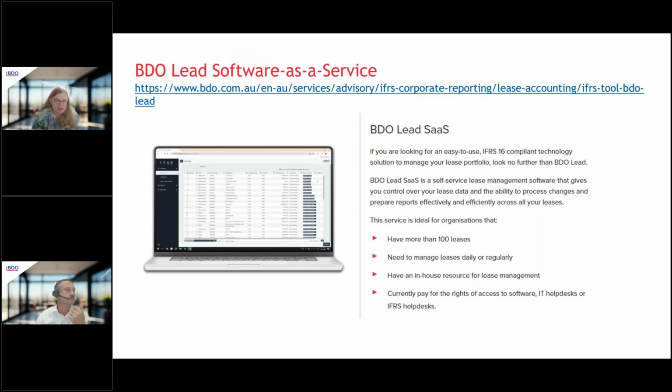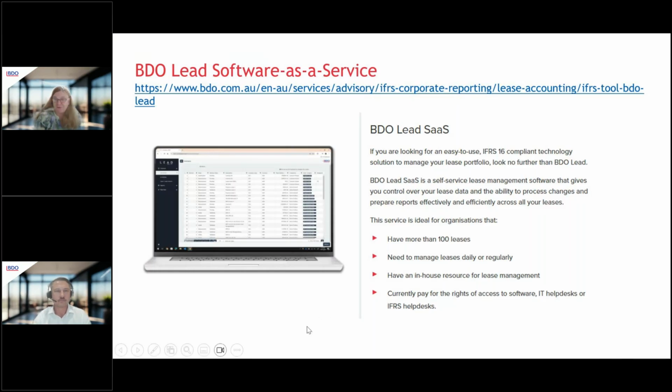You can have a lot of users in there. One of our clients has 350 users in there, one of the big departments. And you do your own lease accounting. So you've got all your leases at your fingertips. We train you. We guide you.